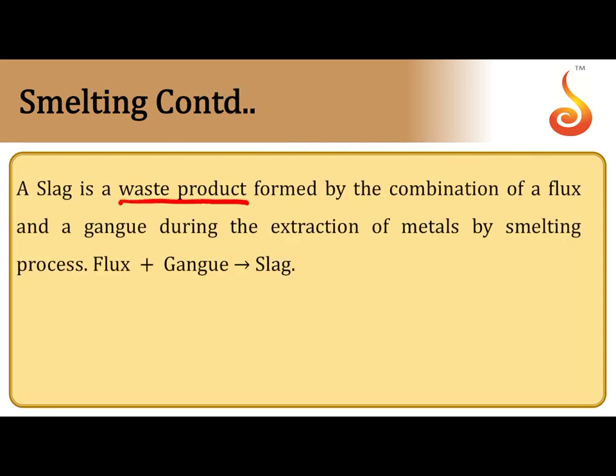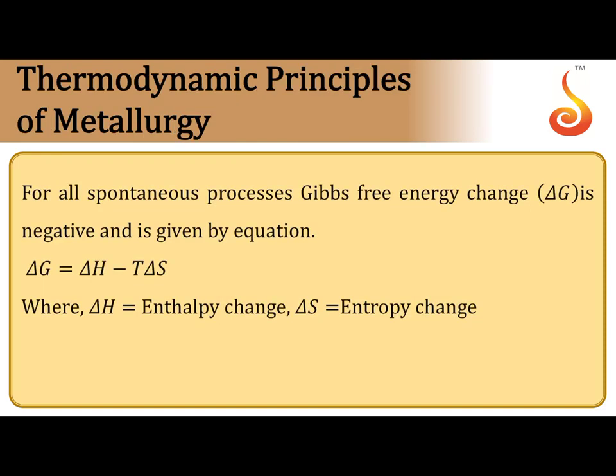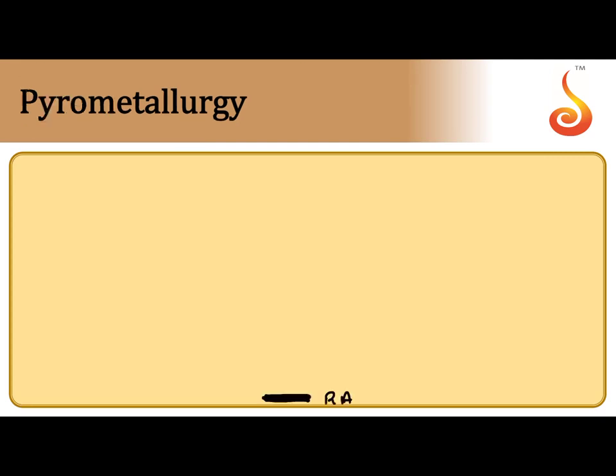A slag is a waste product formed by the combination of flux and gangue during the extraction of metals by smelting. Thermodynamics of the process: for all spontaneous processes, the Gibbs free energy change is negative and is given by the equation delta G equals delta H minus T delta S. Whenever the delta G value is negative, that reaction occurs on its own. So, during the extraction of metal from metal oxide using a certain reducing agent, the reaction should be spontaneous, then only is the metal extracted spontaneously.